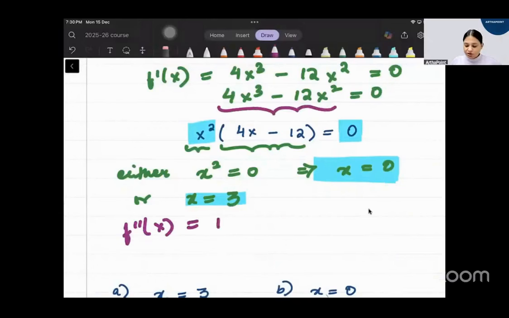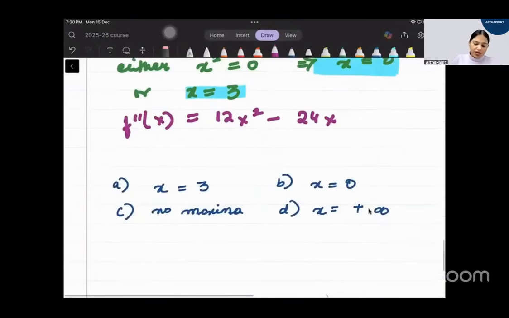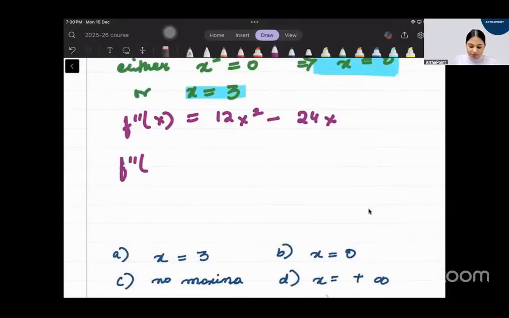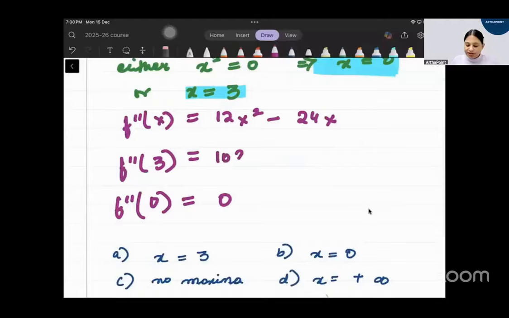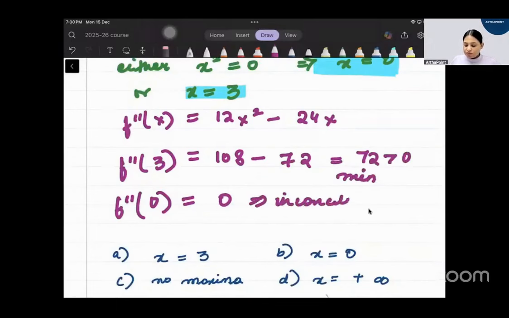This is my first order derivative. So 4 into 3, 12x square minus 24x. Now check at 3 and 0. So at 0 I get 0, and at 3, 3 into 3, 9 into 12, 108 minus 24 into 3. Positive. So this is minima and this is inconclusive. So all of you are right.